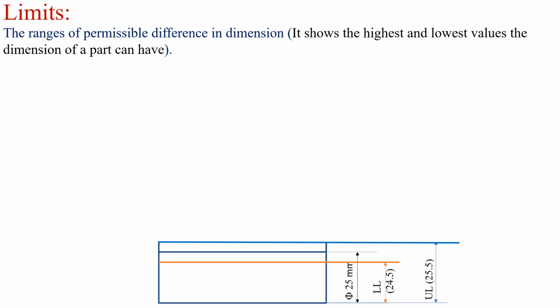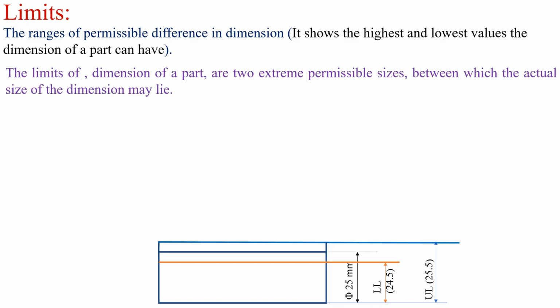Okay, let's see the limits. Limits are the ranges of permissible difference in dimension, which means limits show the highest and lowest values of the dimensions of a part. Limits are the boundaries of maximum and minimum acceptable dimensions. So we can say that limits are the acceptable range of the manufactured component.